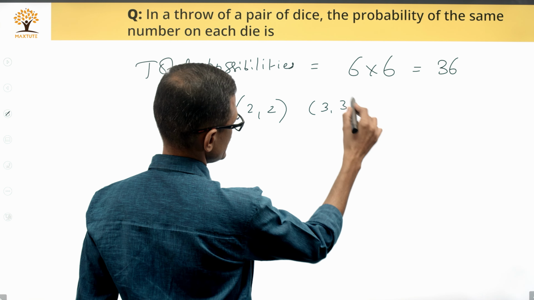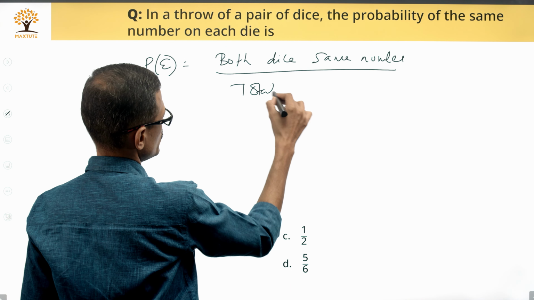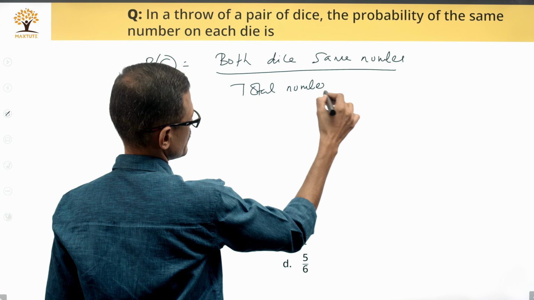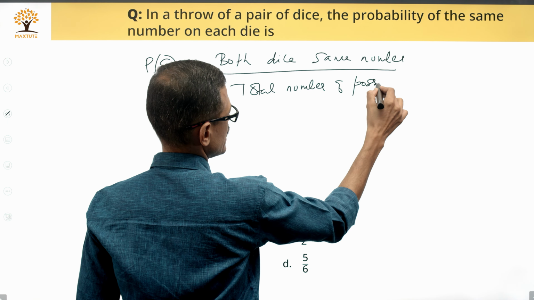So the probability of the event, both dice showing the same number, is equal to the number of such outcomes divided by the total number of outcomes, or total number of possibilities. We counted both dice having the same number to be equal to 6. When 2 dice are rolled simultaneously, we have a total of 36 outcomes. 6 by 36 is equal to 1 by 6. Answer option A is the correct answer to this question.